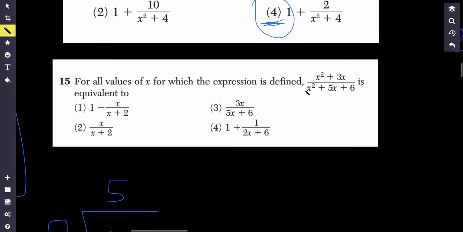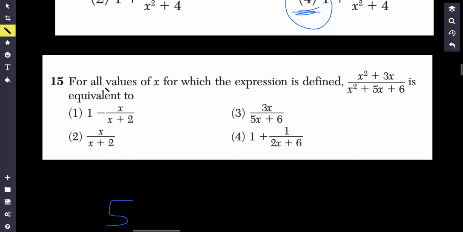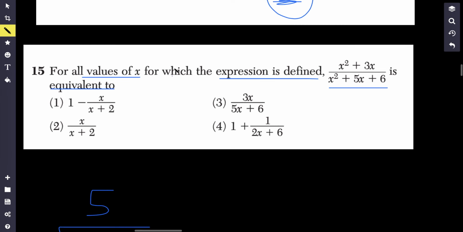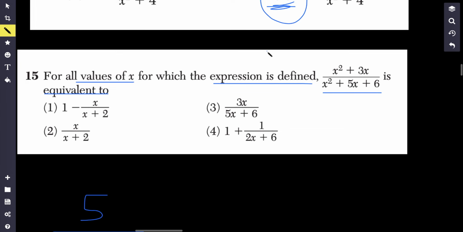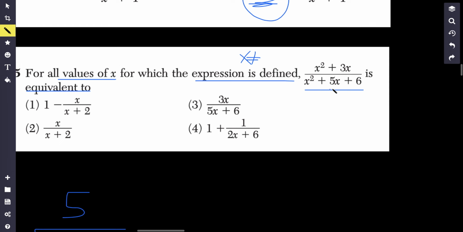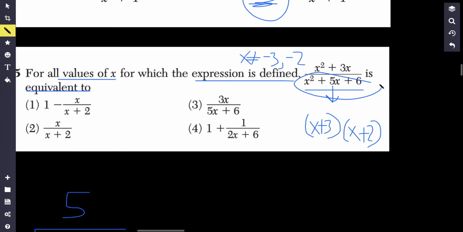Find all values of x for which this expression is defined. For all values for which this expression is defined, this is equivalent to what? Well, first of all, when it's saying for all values for which this expression is defined, it's basically saying our x value can't be equal to... for our denominator right over here, I can factor this out to be x plus 3 times x plus 2. And this basically just means that x cannot be equal to negative 3, and it can't be equal to negative 2, because it makes our denominator equal to 0, and you can't divide by 0, right?